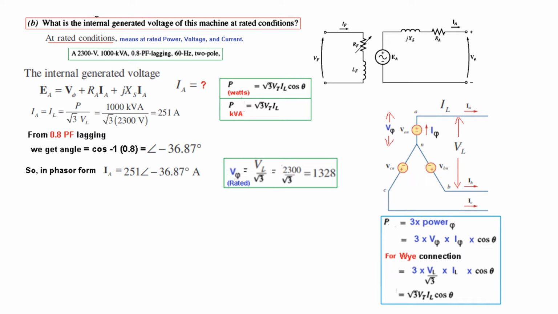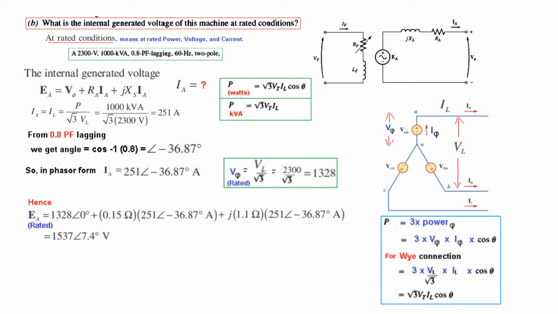Also keep in mind that V line is given as 2300 from here. So we have to convert it into V phase, and just for my ease I'm saying that this is the rated voltage per phase, because this data is the rated values. So V phase rated will be 2300 divided by under root 3, so 1328. So we'll use this value in here.